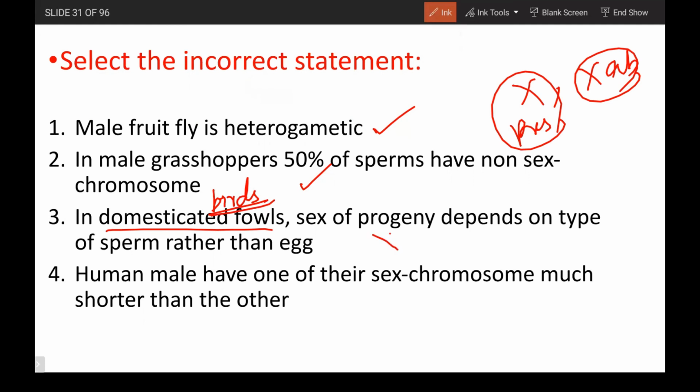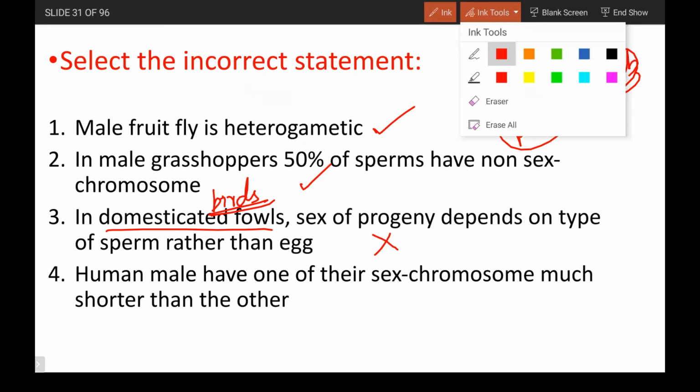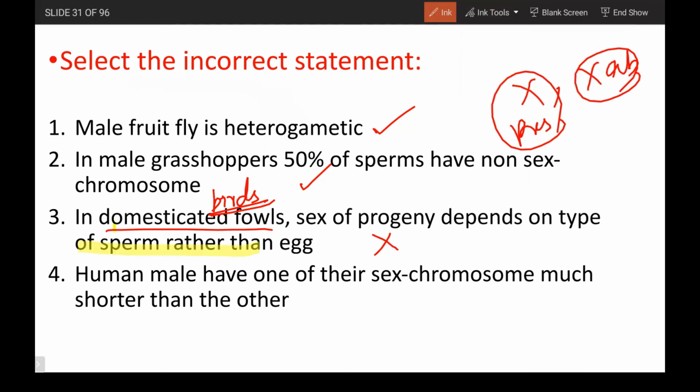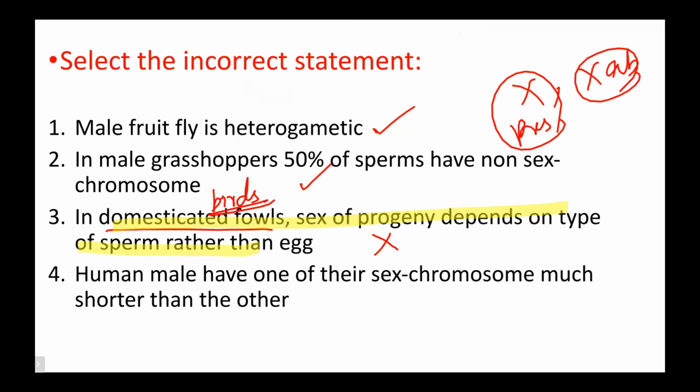This is the wrong statement because sex determination in birds is an example of female heterogamety. Okay, it's not male heterogamety, it is female heterogamety. So this is a wrong statement. It should have been depends on type of egg rather than sperm. So ZZ-ZW, I hope you all know that.